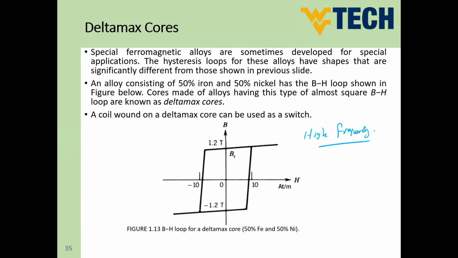An alloy consisting of 50% iron and 50% nickel has the BH loop shown in the figure below. So this is a composite of iron and nickel together. This can make a very tiny loop in terms of H, so a very thin BH curve. As you can see, this is just 10 ampere-turns per meter, which, compared to the other materials we just discussed, is very small. So these are very small losses compared to the other materials. By the way, the cost of this material is very high because the losses of these materials are very small. A coil wound on a delta max core can be used as a switch, for high frequency switches like what we use in power electronics and electronics. So this is preferred for high frequency applications.